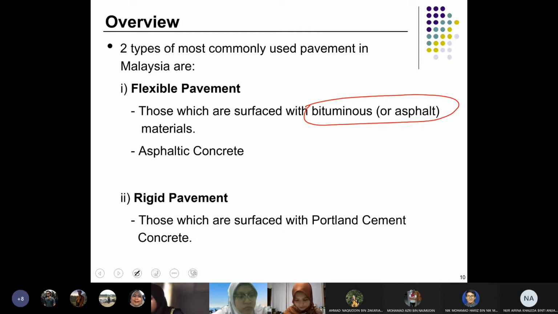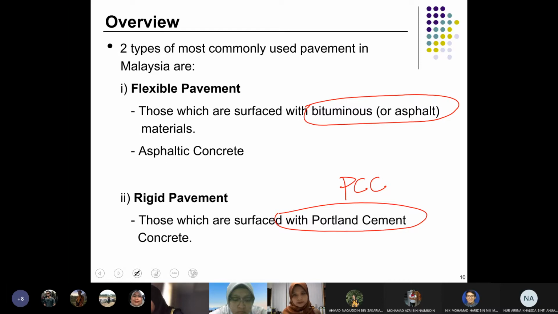And you have your rigid pavement. This is where you surface with Portland cement concrete. This is your PCC. Material yang sama yang you guna untuk you buat bangunan. Okay, you nak buat wall, you nak buat beam, so you guna Portland cement kan? So namanya adalah Portland cement concrete.